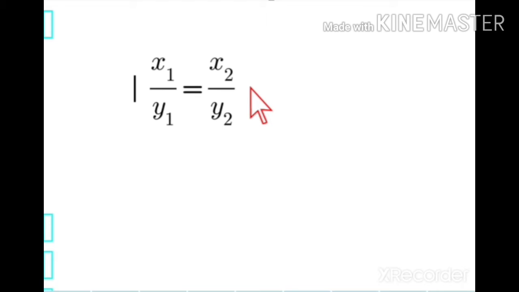Two quantities x and y are said to be in direct proportion with each other if they increase or decrease together in such a way that x by y remains constant.